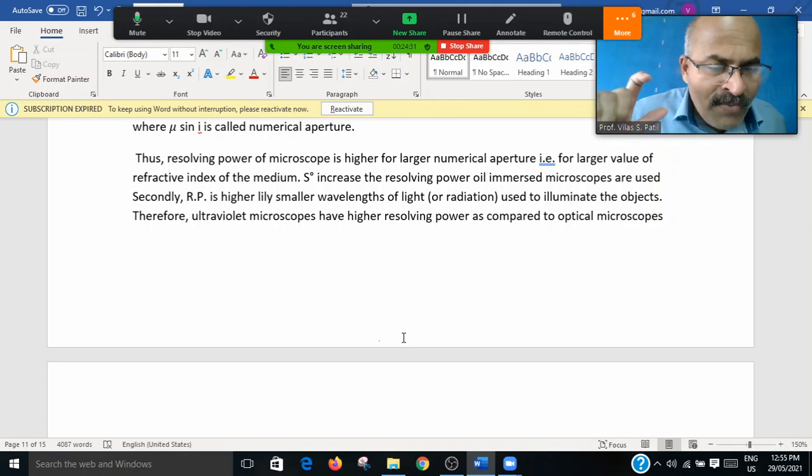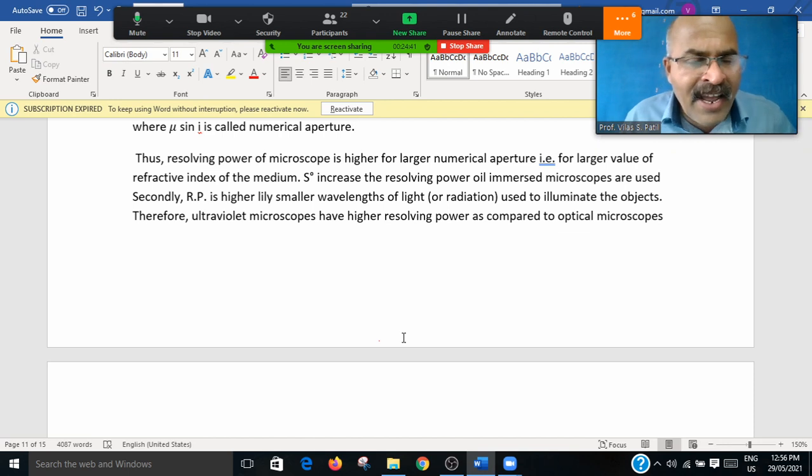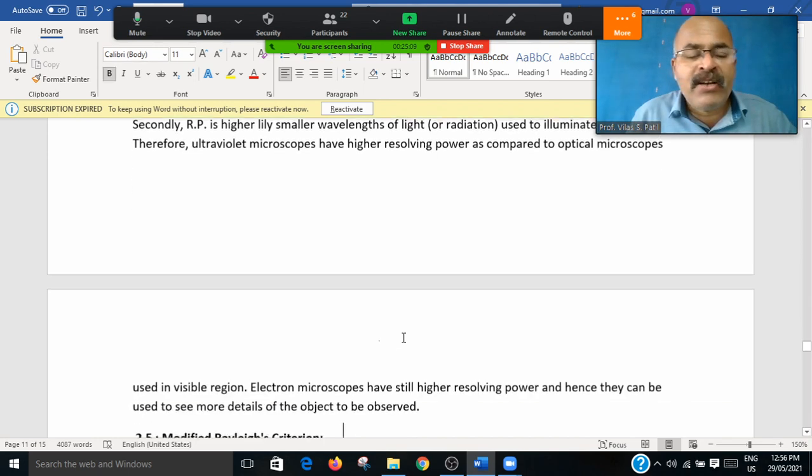For a larger value of the refractive index of the medium, mu sin theta increases the resolving power, so the oil immersion microscope is used. Secondly, the resolving power is higher for a smaller wavelength of the light used to illuminate the object. Therefore, an ultraviolet microscope has higher resolving power as compared to the optical microscope.